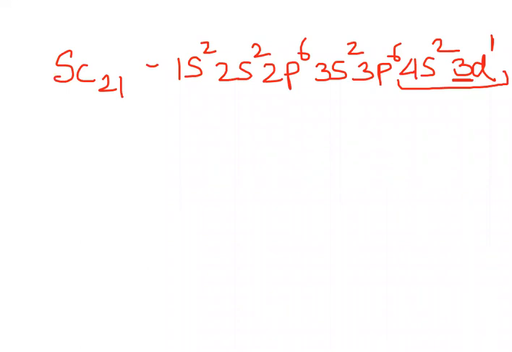Why? Because the fourth shell has already been touched, remember. So once the 4s has been touched, the element is going to belong to the fourth period, but it is going to belong to group number 3. And which orbitals are being filled up? The 3d orbitals.